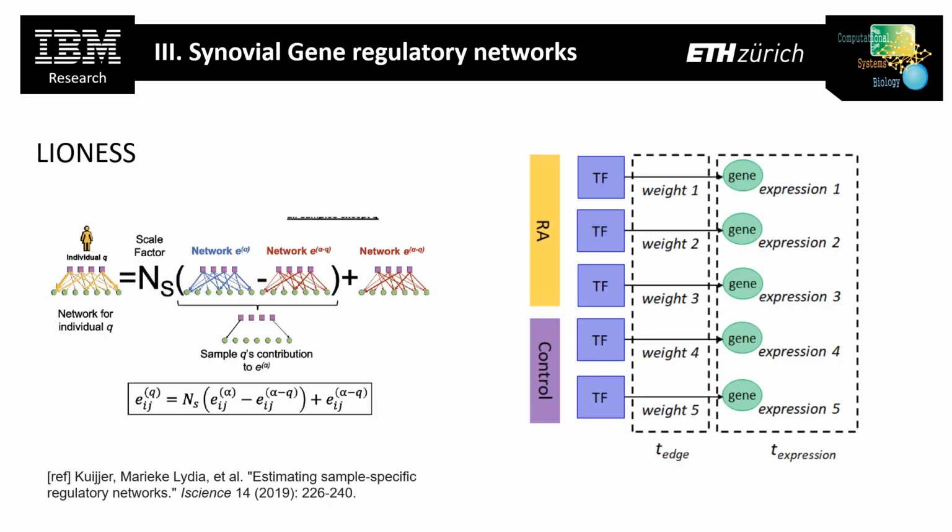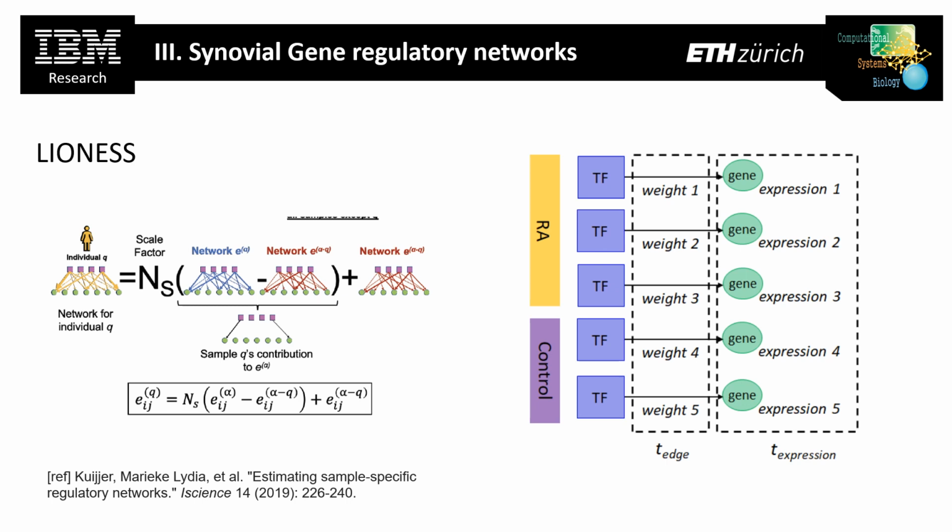And another interesting thing that we do is we use something called LIONESS, which is making sample-specific networks. So, for example, in this example on the right, I have 5 samples, and 3 of them are RA, 2 of them are control, and you can make a network for each of these samples. To do that, the method is simply using a leave-one-out method. So you compute the network combining all of the samples, and then you remove one sample and you compute the network again, and you check the difference. And this gives you information about the weight of that sample-specific network.